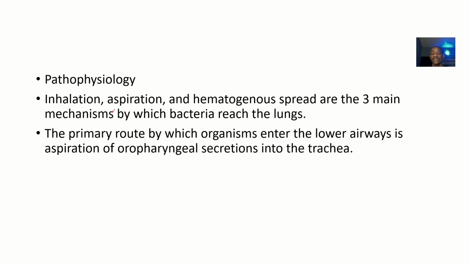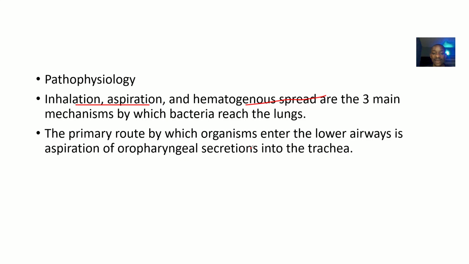Pathophysiology now. People get pneumonia from inhalation or aspiration of the microorganisms that can cause this. Then, after the inspiration or aspiration, there's a spread through the blood. That's hematogenous spread, okay? So these are the three mechanisms by which pneumonia actually reaches the lungs. It's either you inhaled it, or you aspirated, or it actually spread through your blood to the lungs, right?